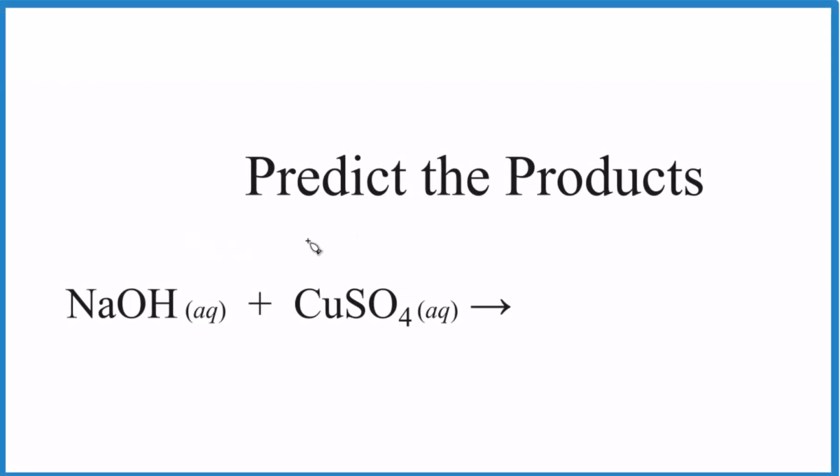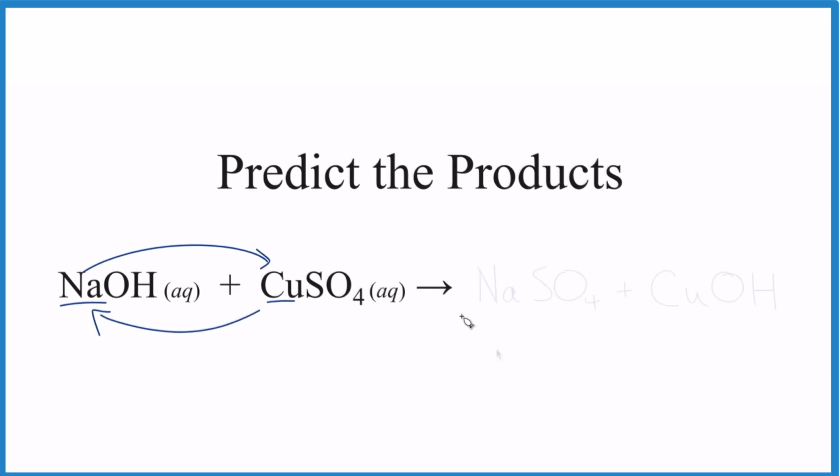All right, let's predict the products of the reaction of NaOH and CuSO4. So first thing, to predict the products, we need to know what type of reaction this is. And I can see I have a metal, some nonmetals, metal, and some nonmetals, two ionic compounds. So what's going to happen is the sodium and the copper, they're going to switch places. It's a double displacement reaction.